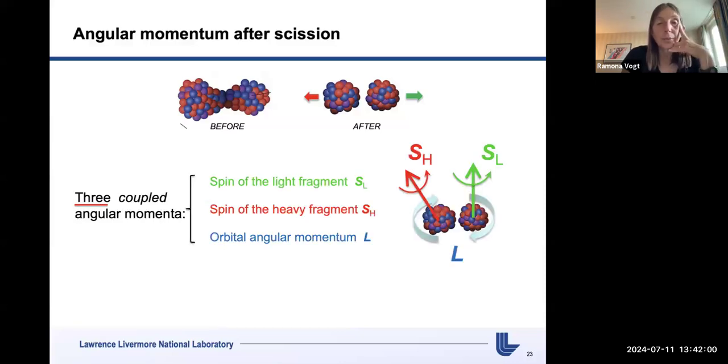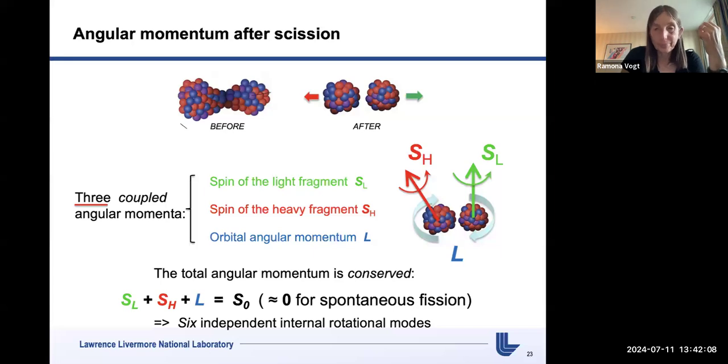So you have three coupled angular momenta: the spin of the light fragment, the spin of the heavy fragment, and the orbital angular momentum that connects them. And for total energy and angular momentum conservation, you have S_L plus S_H plus L. Because there are three vectors, you can call it a triangle with a sum equal to S0. And this S0 is 0 for spontaneous fission.